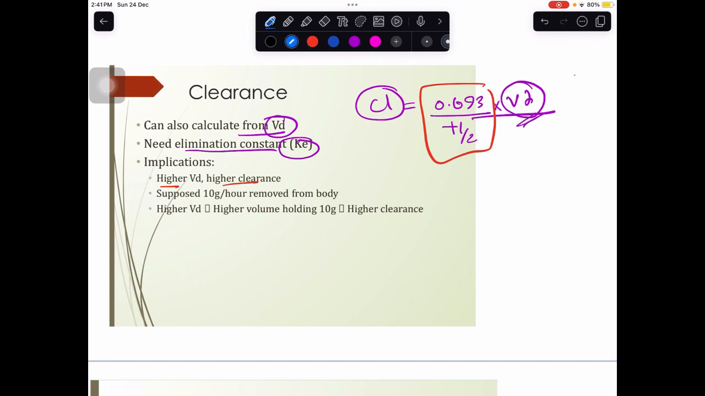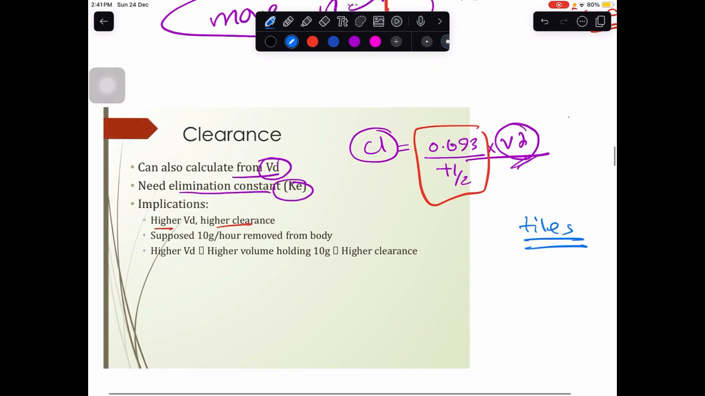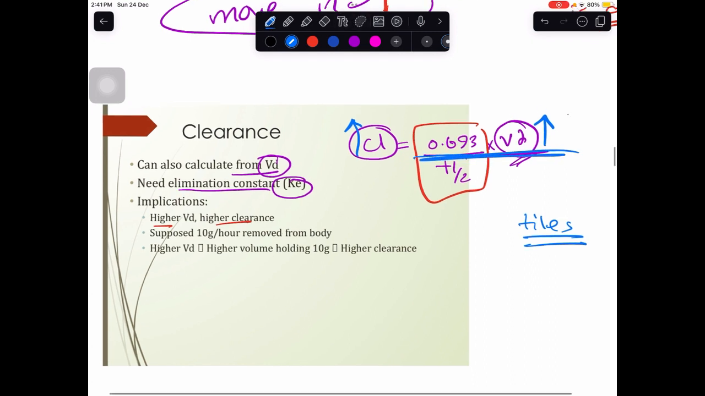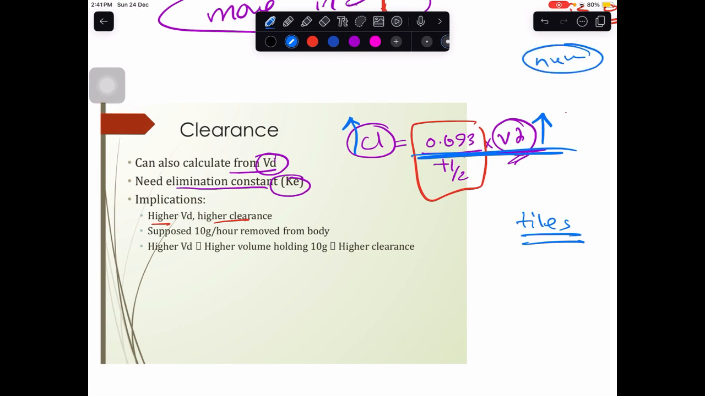We explained the example of the tiles, don't forget the example of the tiles. But also from the equation you can see that if the VD increases, the clearance increases, because this is on the numerator. The idea about numerators and denominators is more expressed and dived into in the video that I talked about in the VD video. I've made a video about the volume of distribution, which uses the same concepts of the numerator, the increase, and understanding the equations as well.